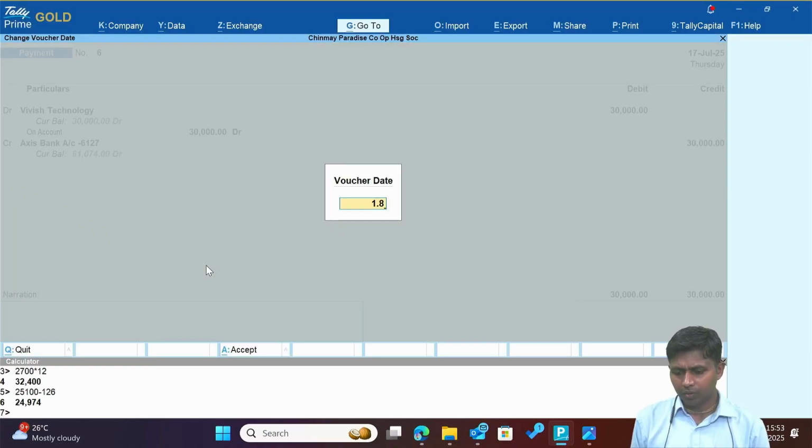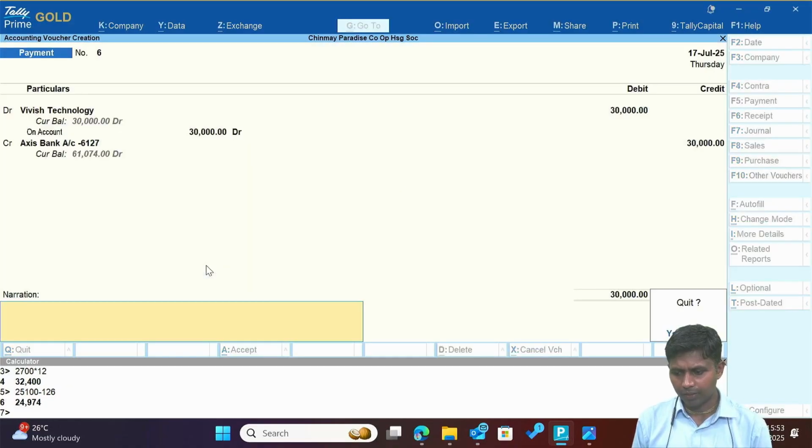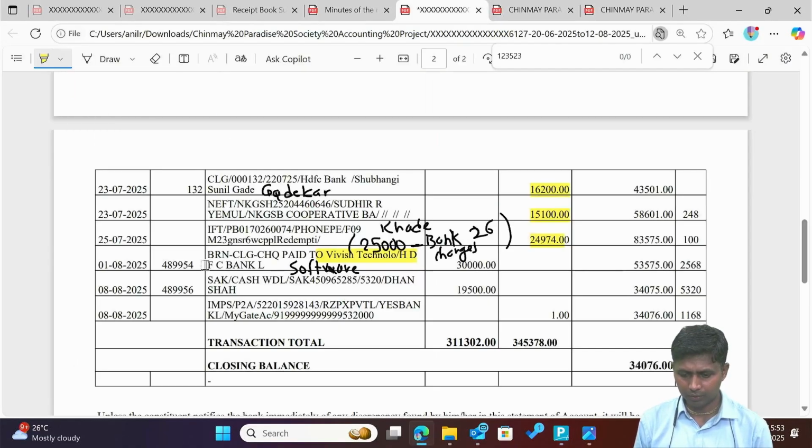No need to pass actually because we have decided to do the accounting till 31st July. What to do? Then forget it. We're not going to pass. Let's do it. Okay. These two to three entries, no need to pass. Up to this only we'll reconcile.